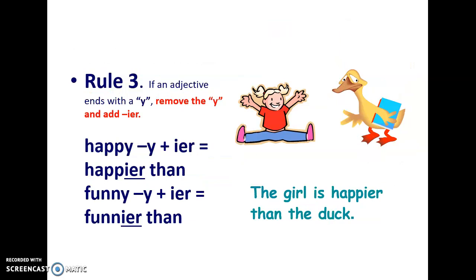The rule number 3, the one that we are going to have here, is the one that ends in Y. Remember that normally also we do some changes here. Okay, so you are going to have, for example, happy, and you are going to change Y by an I, ER. So you are going to have happier than, funnier than. Okay, remember that the meaning is going to be happier than, más feliz que, funnier than, más divertido que. So, for example, you have here, the girl is happier than the dog. What are we saying? La chica es más feliz que el pato.